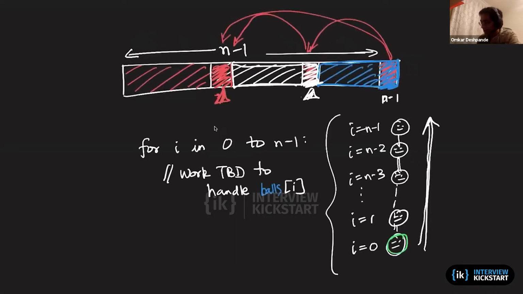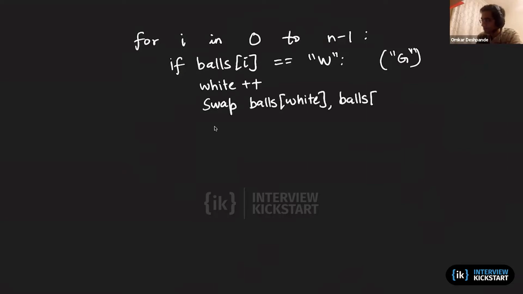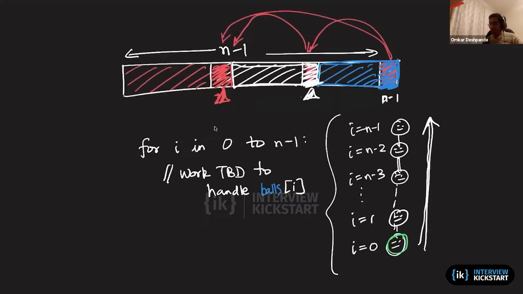What do we do? We ask the white pointer to take one step forward. And then we swap. Let me just say swap balls of white with balls of i. And that will fix things. That will fix the white and blue regions in the right way.